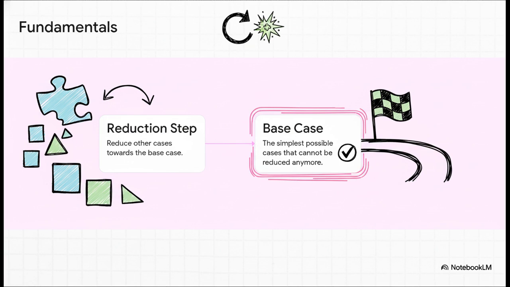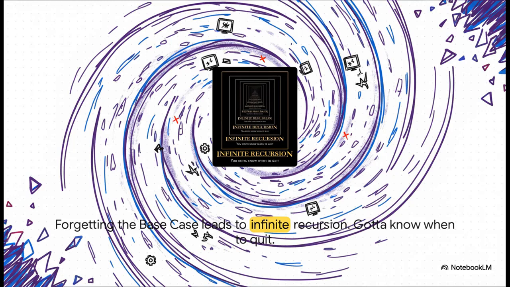It's a condition so simple that the function can just give you the answer directly without having to call itself again. Because if you forget that base case, you get this: an infinite loop. It's this endless spiral where your program just calls itself over and over and over, or, at least until it runs out of memory, and the whole thing just crashes spectacularly. The lesson here is pretty simple. You gotta know when to quit.